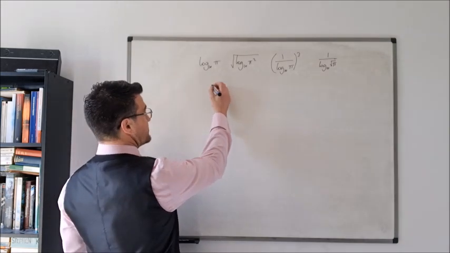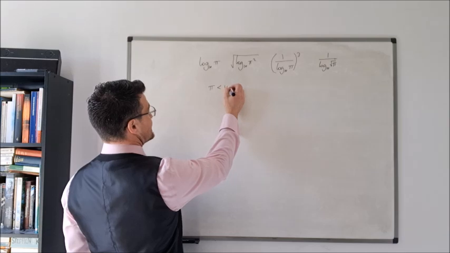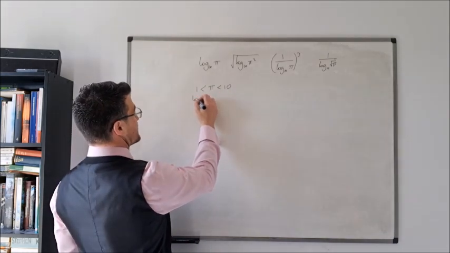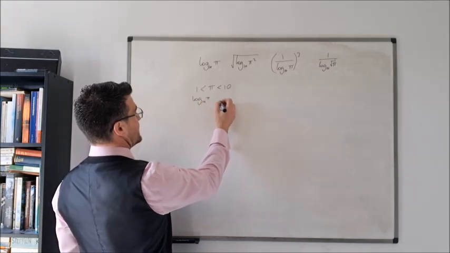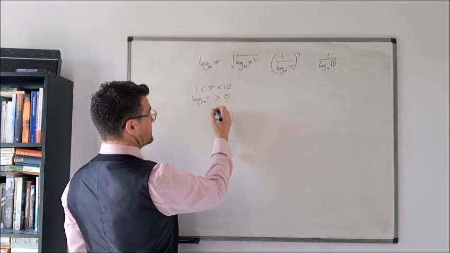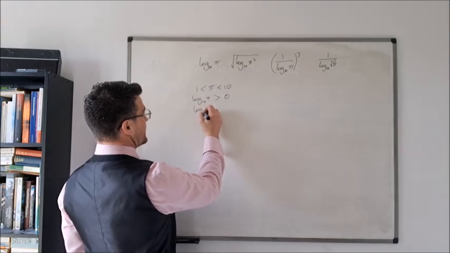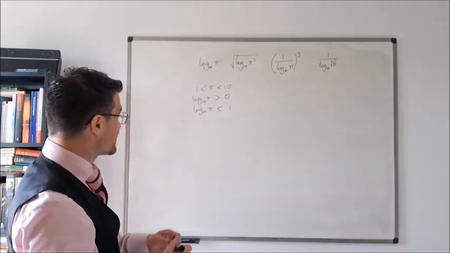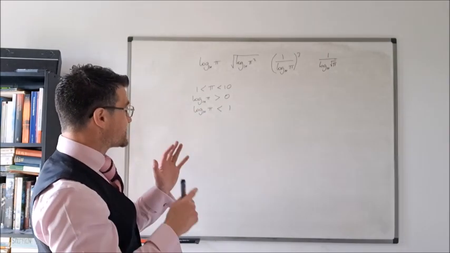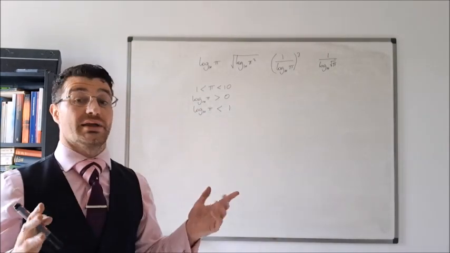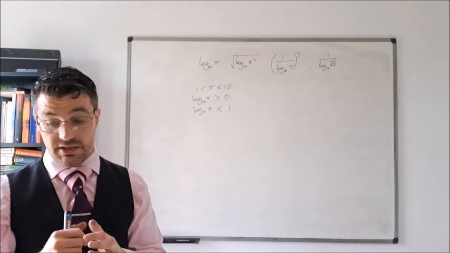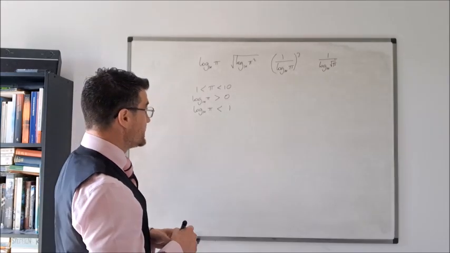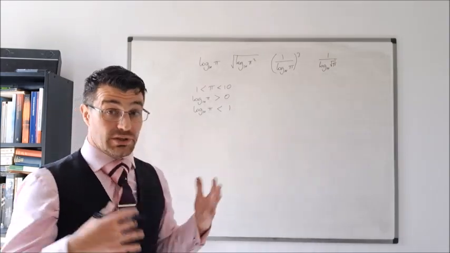One thing that I noticed is that because pi is less than 10, but also pi is greater than 1, that means that log to the base 10 of pi is going to be greater than 0, but it's also going to be less than 1. In other words, log to the base 10 of pi is somewhere between, not including, 0 and 1. This is potentially going to be quite useful to us. How? Well, let's find out.